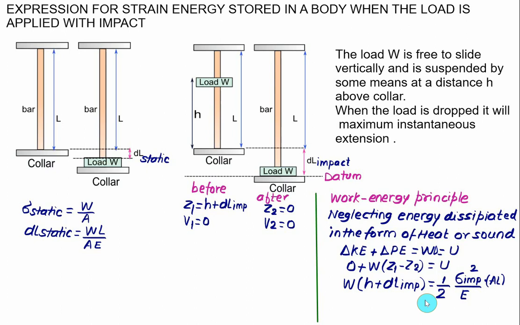Once we know the value of impact stress, then we can calculate DL impact. We assume the extension takes place within the elastic limit, then the deformation due to impact can be calculated as stress due to impact divided by Young's modulus E, which is nothing but strain, multiplied by the original length of the rod, equal to L. So these two equations you have to use, and you have to solve this equation for impact stress. Whereas sigma static is W by A and DL static is WL by AE.